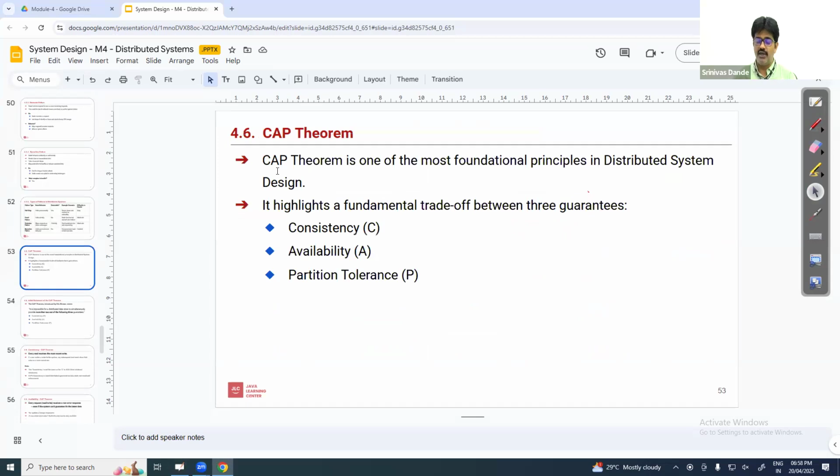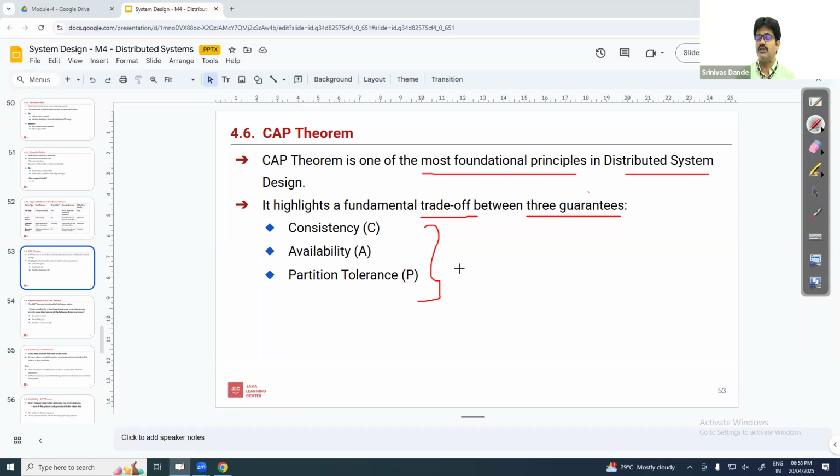Next, very important. Try to understand carefully. Any questions you have on the way, you ask, clarify this. Most important concept in distributed systems. Anybody who is trying to design a distributed system must first understand the CAP theorem thoroughly. The CAP theorem is one of the most foundational principles in distributed system design. It highlights the fundamental trade-off between three guarantees: consistency, availability, and partition tolerance.